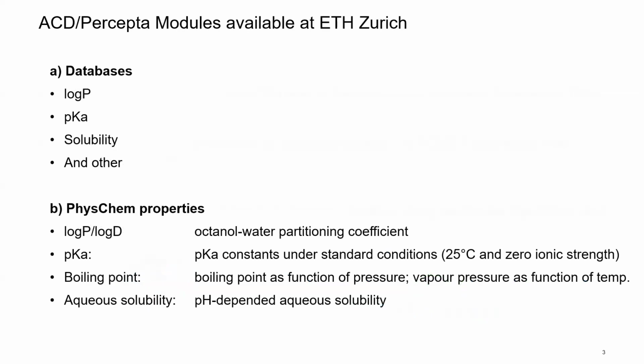So these are the databases which are included, and there are more, so log-P, pKa, solubility, and others. And these databases are used to train and to predict these phys-chem properties like log-P, log-D, and we will have an example later on, pKa, that's very important, boiling point, and solubility.